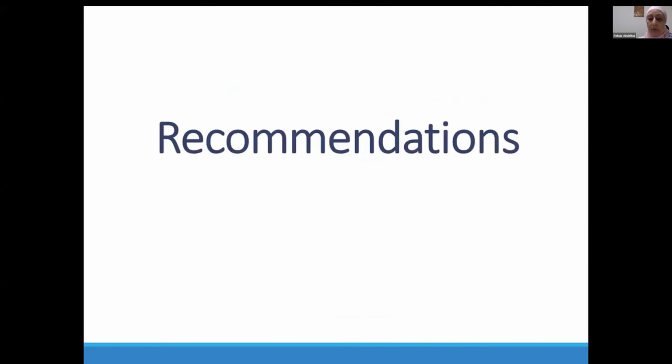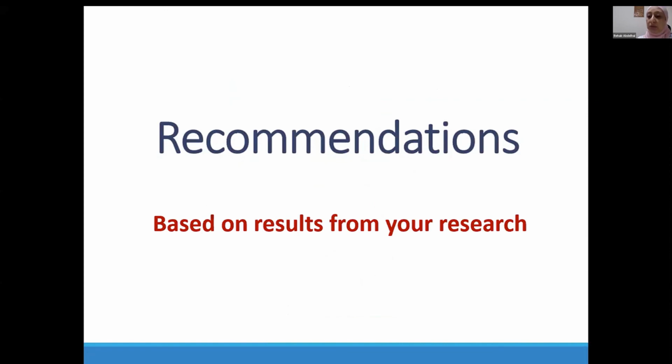Now, a point on recommendations. Recommendations are important that they are based on the results from your research. So your recommendations should always come out of the results of your research. They are not something broad or common. They are something that has come out of your research study.